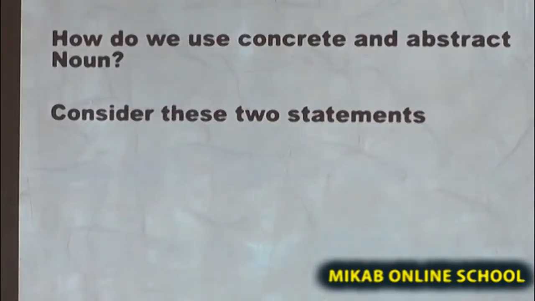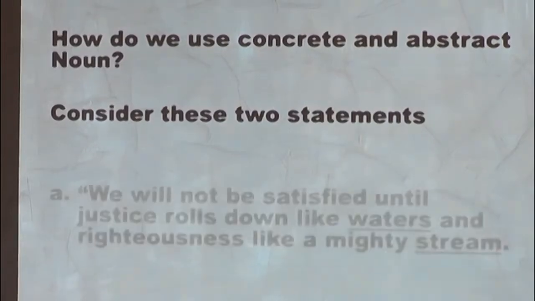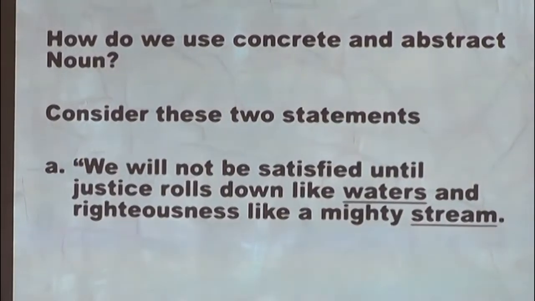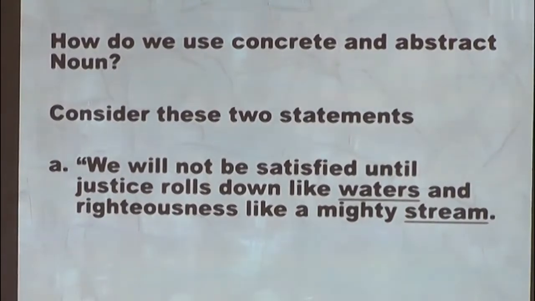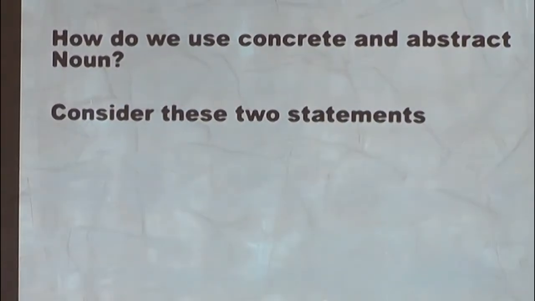Both are real. These 2 nouns are real, but the only difference is that one has a physical appearance, physical existence, while the other does not have. Now, how do we use concrete and abstract noun? The first example is this. We will not be satisfied until justice rolls down like waters and righteousness like mighty what? Stream.